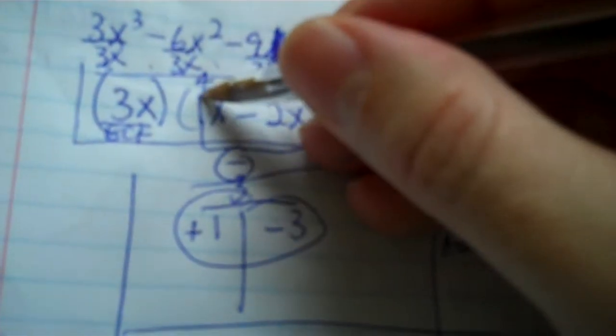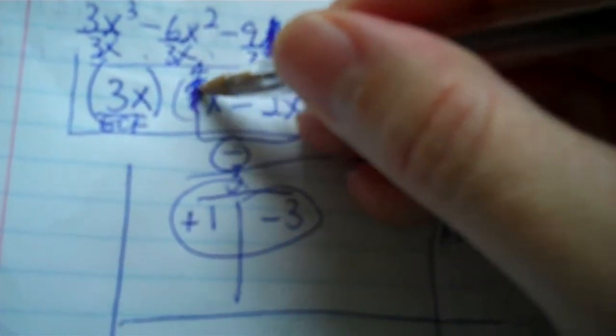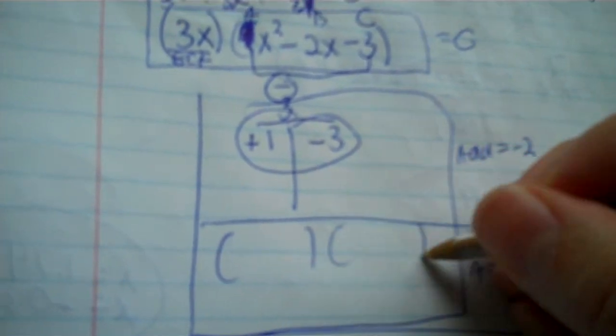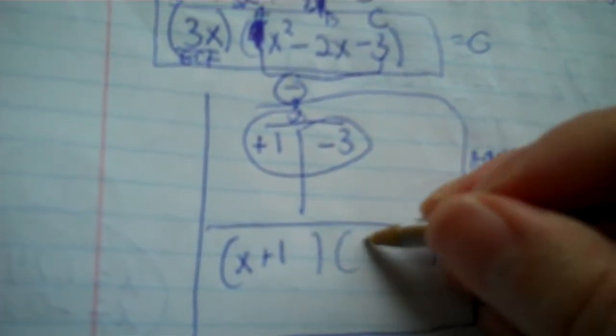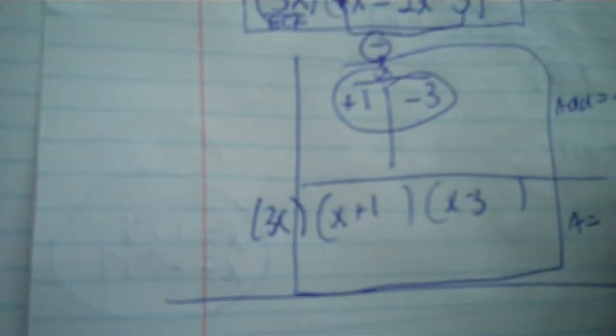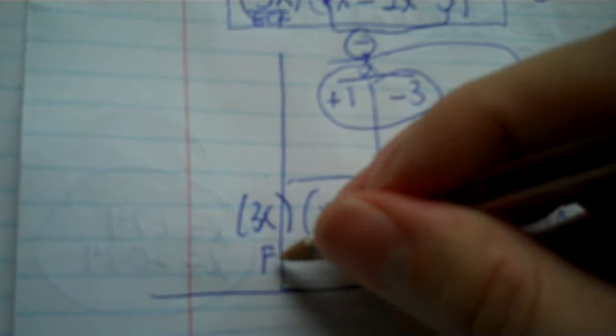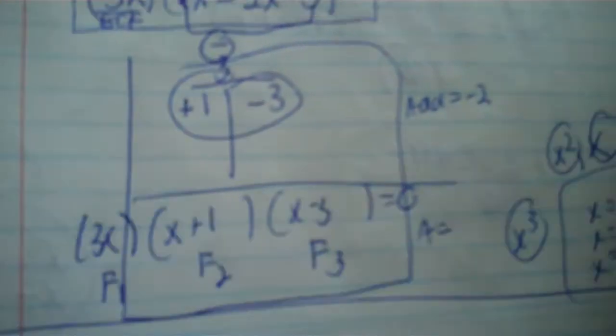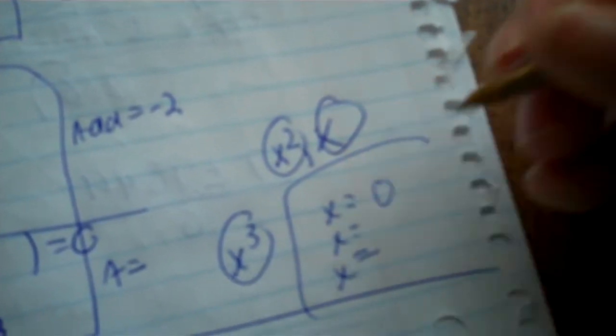Okay, so I can get rid of the 1. And I can just make 2 parentheses. Okay, x plus 1, x minus 3. Now that GCF, 3x, you want to put that down there. So that's F1, F2, F3. So 3x equals 0. Divide by 3. So 0 is the first answer.